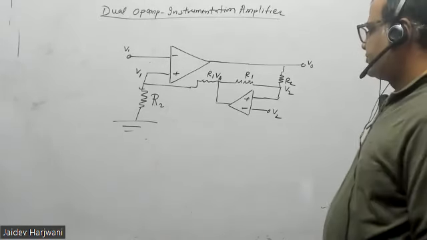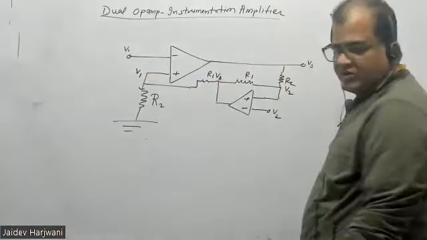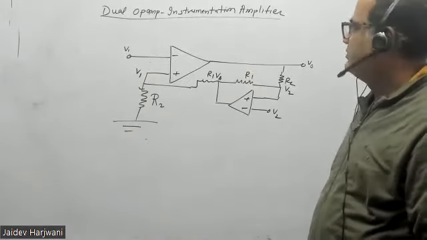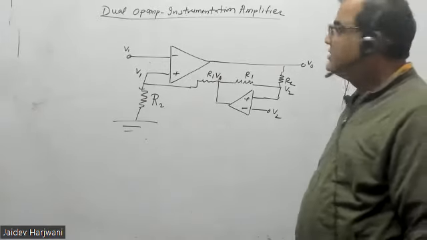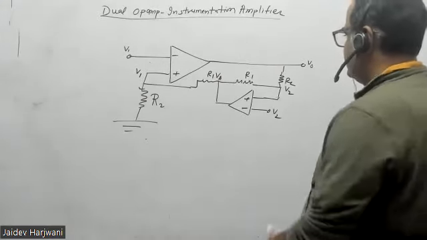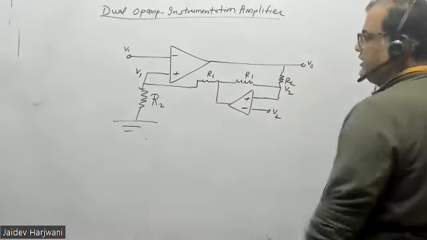Let us solve this problem. This is a dual op amp instrumentation amplifier. We already have one amplifier which has 3 op amps. Here also we can amplify the difference using 2 op amps. This V0 is not given; you need to find what V0 is here.